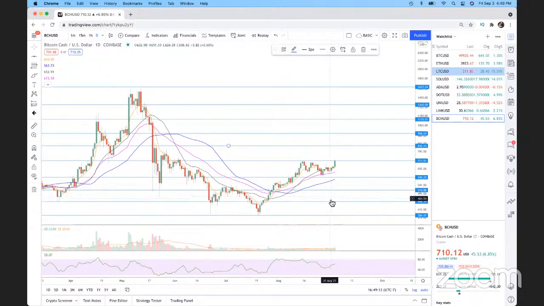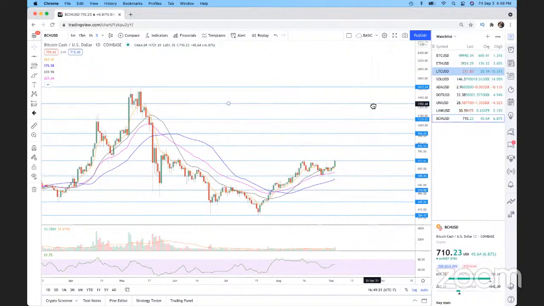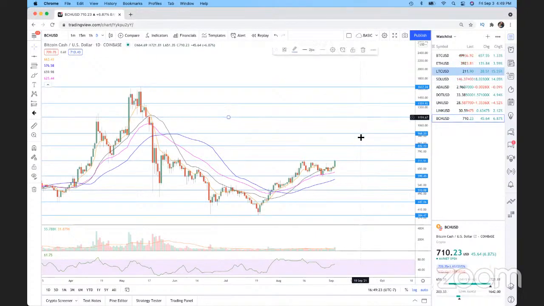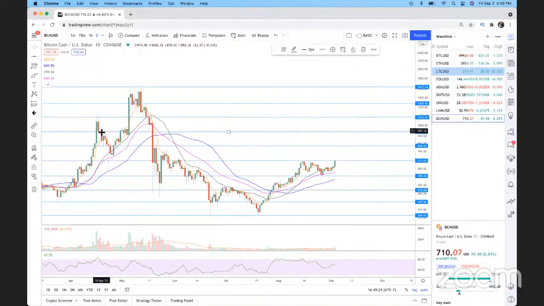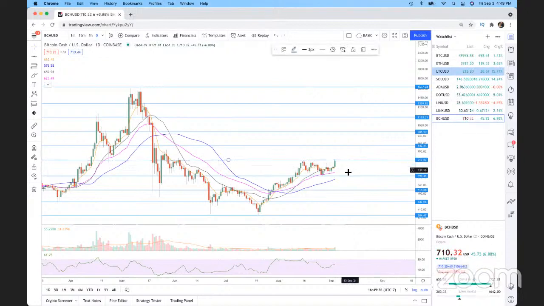Right? This looks okay. I like to put equal space between those lines, as equal as it can be. It doesn't always work, but I'm also looking at the areas of support and resistance. There you go. So right here, we want to see a break above this high. That's 715. Let's put this line right there. 715.